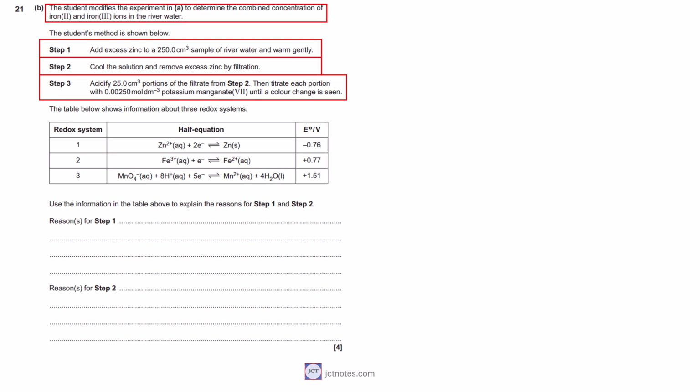Then the student titrates each portion with 0.00250 molar potassium manganate 7 until a color change is seen. We are given a table with 3 redox systems. We are asked to use the information in the table to explain the reasons for step 1 and step 2. We need to pay attention to the possible reactions happening within the system. Remember that a more positive potential value favors the forward reaction.